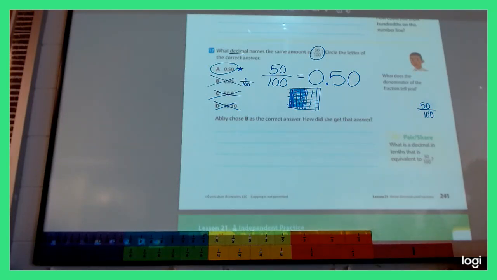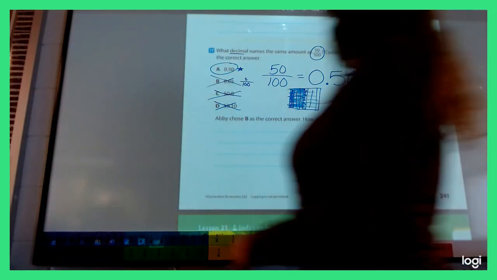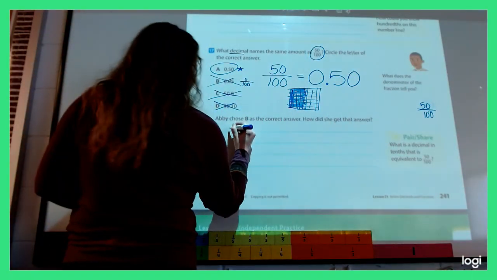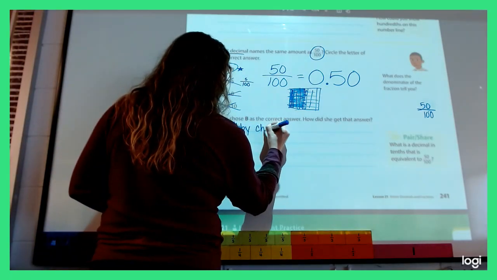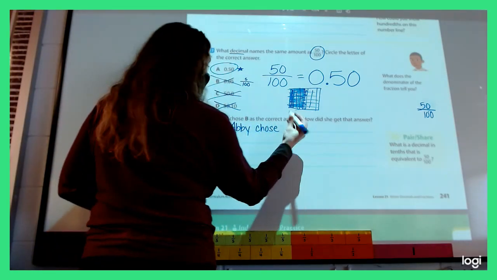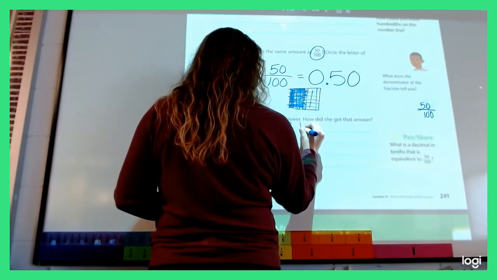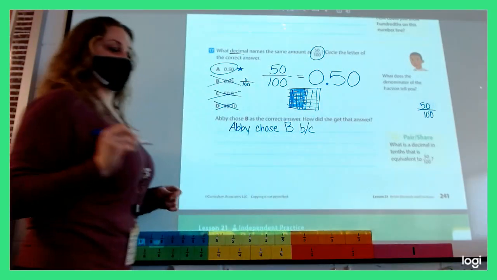You could say, I think she thought she was using hundredths when really she had tenths. Okay? So however you want to write it, you can borrow some of my words if you want to. But I will start by saying Abby chose B because we always want to restate our question. And you can do B/C because this is practice.